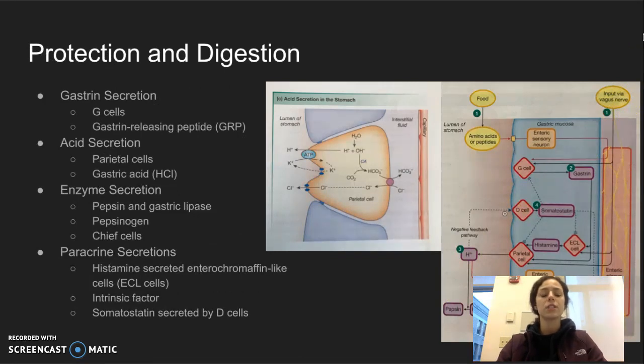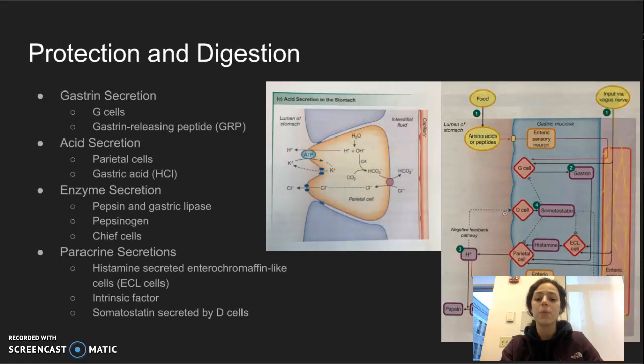There are lots of different secretions that happen in protection and digestion. Gastrin secretion has to do with the G cells that are found deep in the gastric glands, which secrete the hormone gastrin into the blood. And in short reflexes, gastrin release is stimulated by the presence of amino acids and peptides in the stomach and distension.